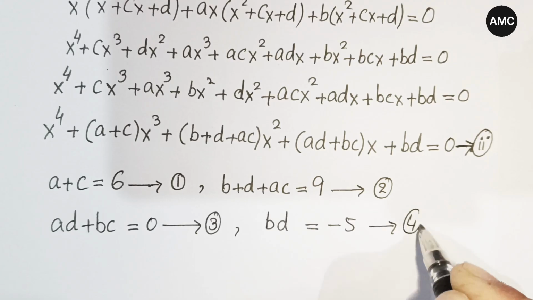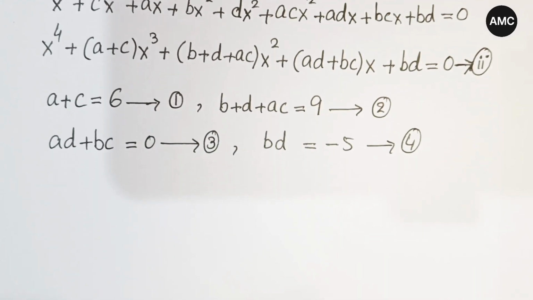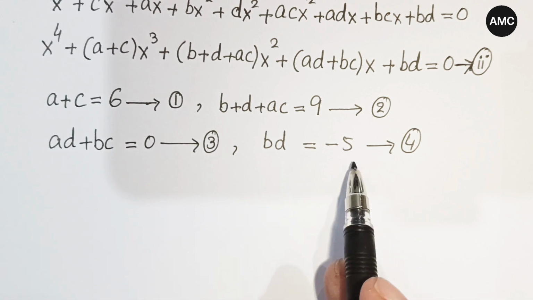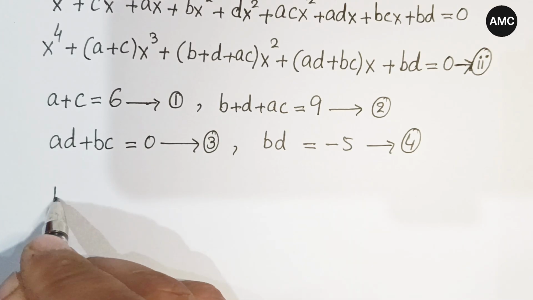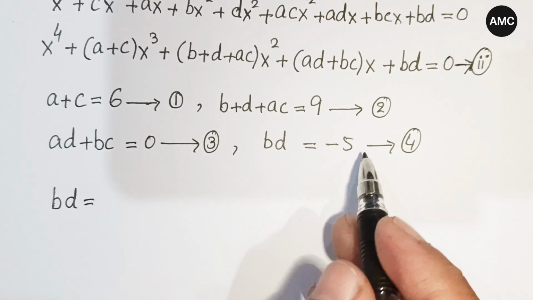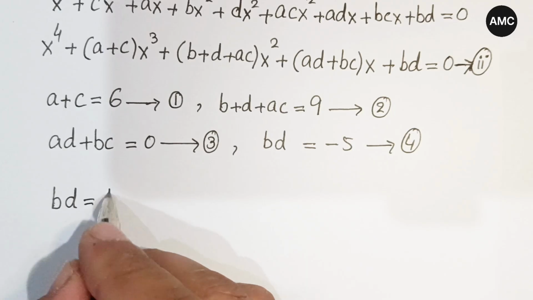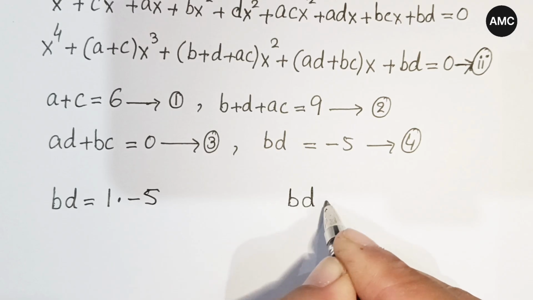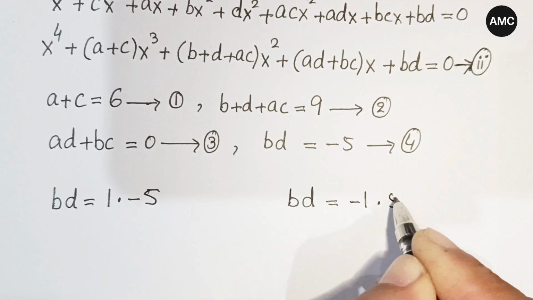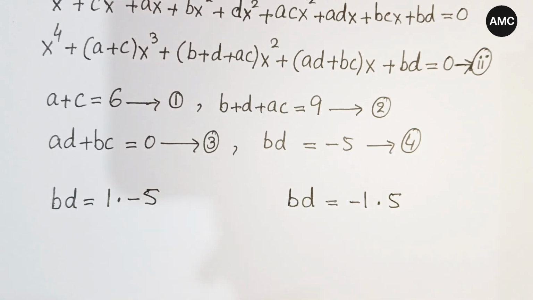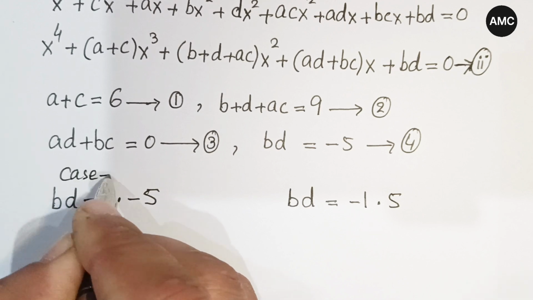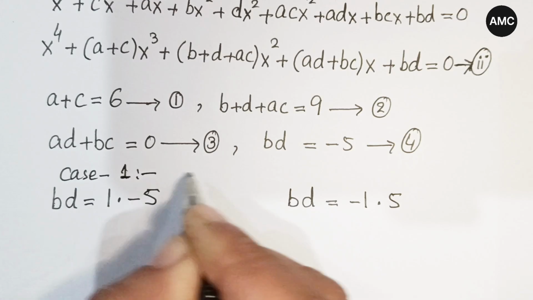So we have 4 equations here. Now solving these 4 equations, in our equation 4, we can write this minus 5 into factors, like b times d is equal to 1 times minus 5. And similarly, b times d, our second factor, is minus 1 times 5. Now we are going to solve these two cases here. Let's say it is our case 1, and here we have case 2.